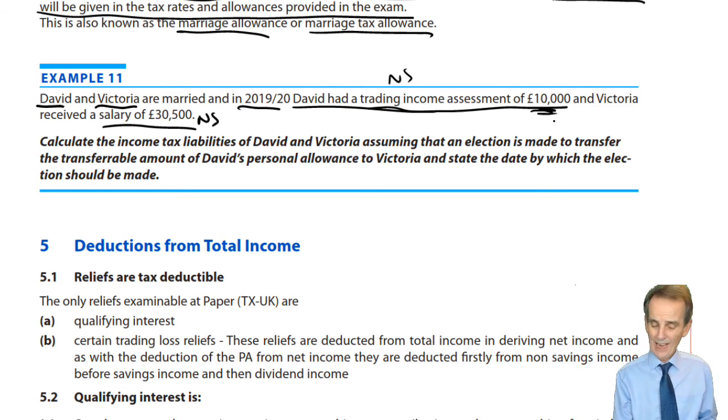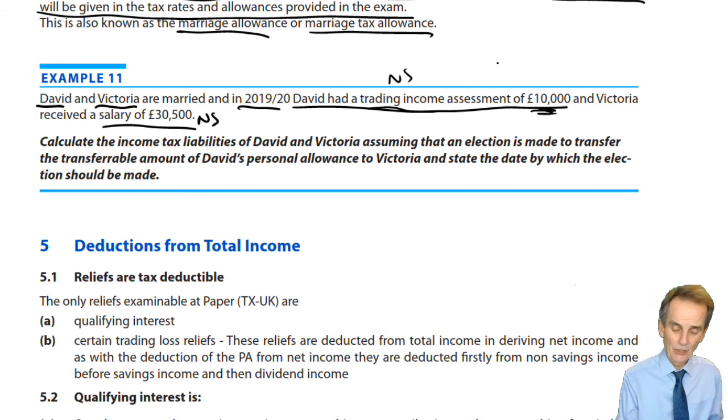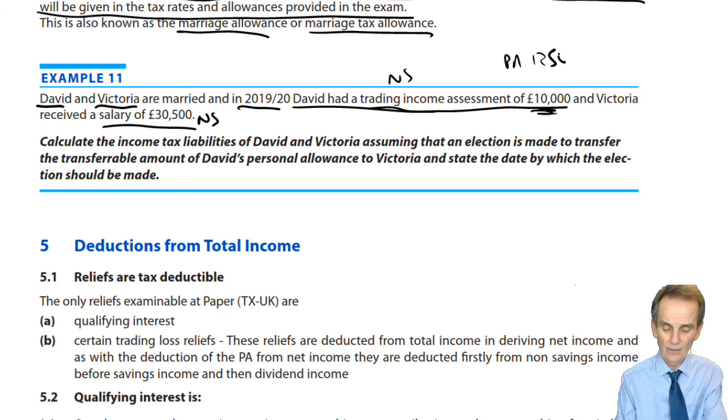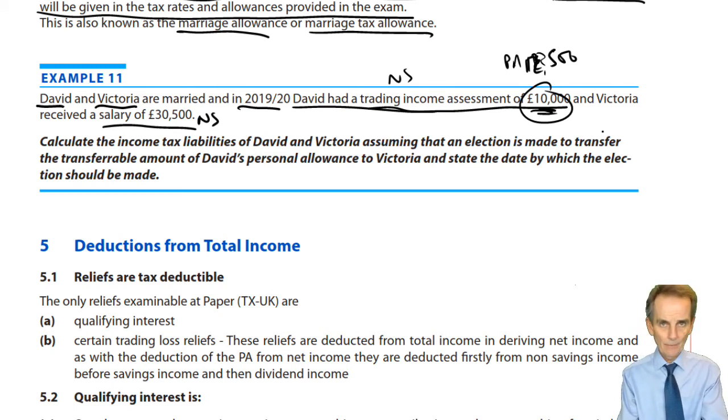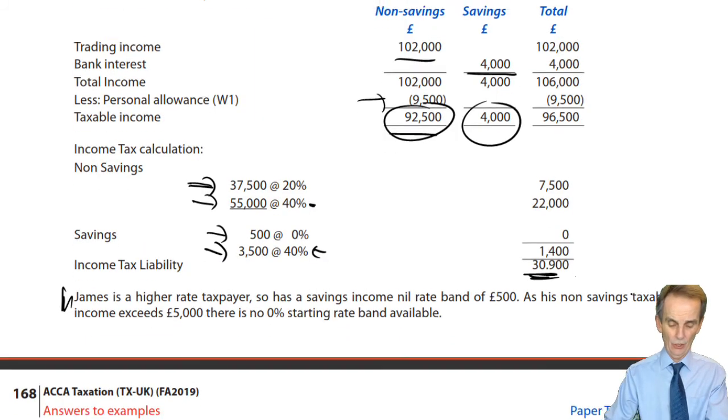From whom to whom? David is not using all of his personal allowance. Rather than just waste the excess, the personal allowance, as we know, is £12,500. The trading income assessment is £10,000. We're wasting £2,500. Well, that doesn't have to happen. What we can do now is transfer the transferable amount. There is no other figure. This is a fixed amount. It will be £1,250 across to Victoria. Victoria will not use it as an increase in her personal allowance, but instead as a tax credit. Let's have a look at how that manifests itself in terms of an answer.